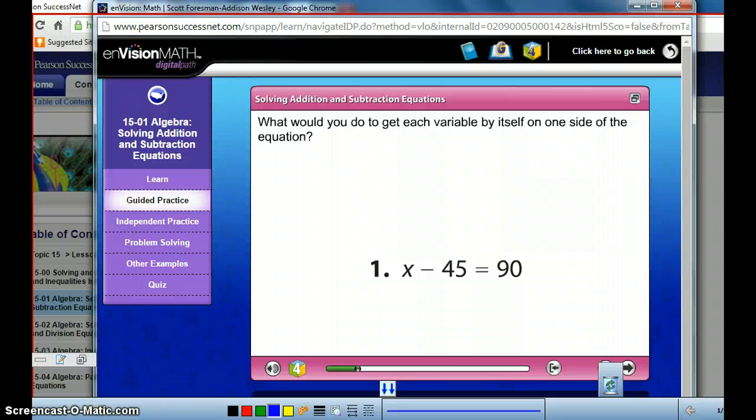You're going to write the problem. X minus 45 equals 90, the way it is written right now. Where the equal sign is, I want you to put a line, kind of like dividing the two sides. We need to get the x by itself. This says to subtract 45, so we're going to add 45. So underneath it, I'm going to put plus 45. And what I do to one side, I do to the other. Plus 45. This 45 over here is now gone.